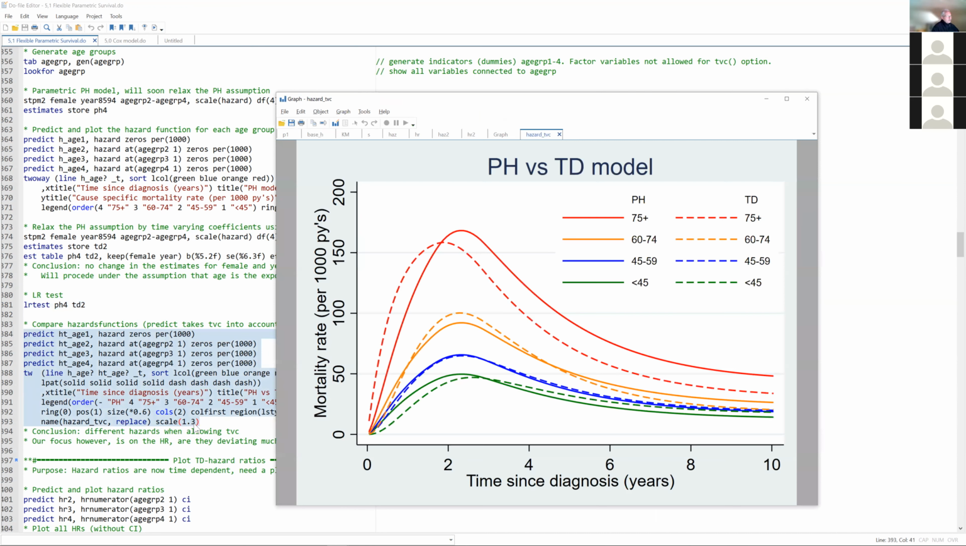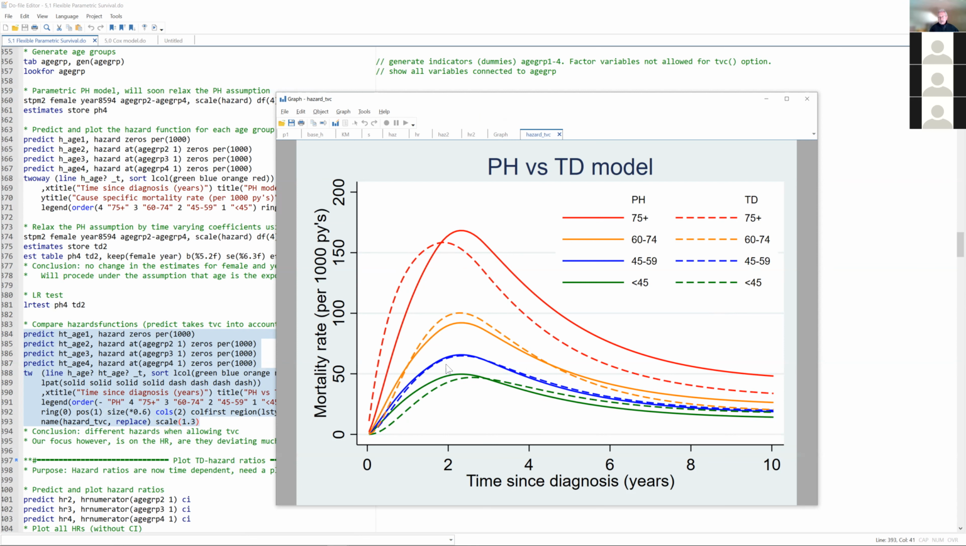So we get this very nice plot over here. The solid lines are from the proportional hazards model, the 4 age groups, and the dashed lines are from the time-dependent or non-proportional hazard models, again, the same 4 age groups. And you can see some differences in the hazards, particularly for the old group. There is a bit of a shift in the shape of the hazard, whereas for the blue group, virtually no shift.